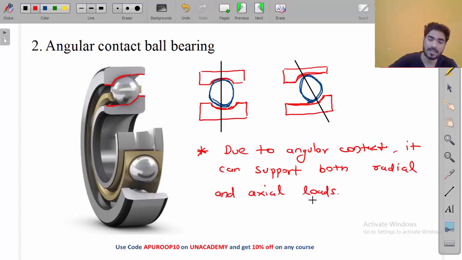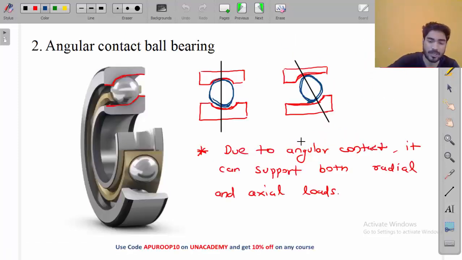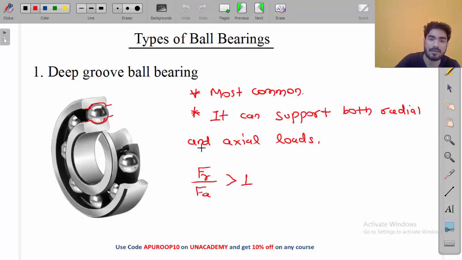Now, my friend, according to this angle, let's call this angle theta, from vertical. By increasing and decreasing this angle, you can increase and decrease how much should be the radial component and how much should be the axial component. Usually we design them in such a way that the axial component should be greater than the radial component. I should be writing it like this: FR by FA should be less than 1.